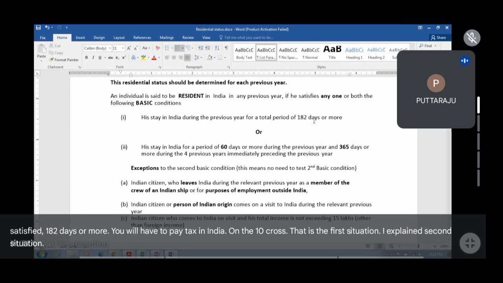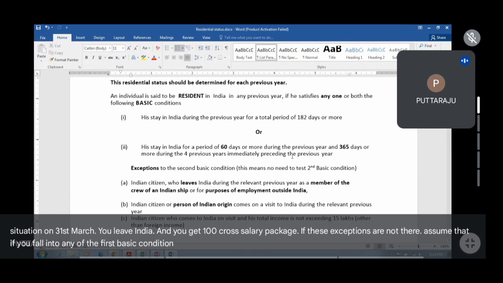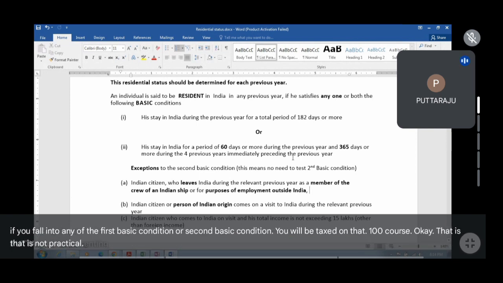Second situation, on 31st March, you leave India and you get a 100 crores salary package. If these exceptions are not there, assume that if you fall into the first basic condition or second basic condition, you will be taxed on that 100 crores. Okay, that is not practical, not viable. Hence, the government has framed these rules. Understood? Okay. This is first.